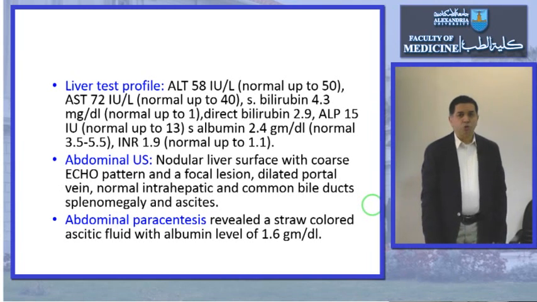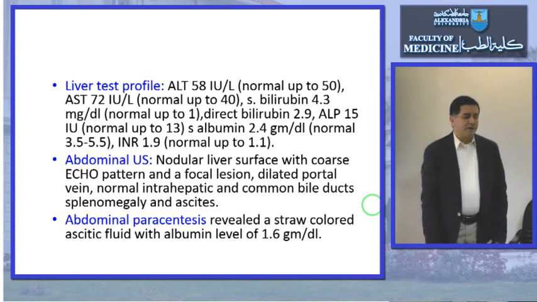Serum albumin 2.4 gram per deciliter. The normal range for albumin is 3.5 to 5.5 gram per deciliter. INR, international normalized ratio, is 1.9. Normally it is up to 1.1. Abdominal ultrasound for this patient revealed nodular liver surface with coarse echo pattern and a focal lesion, dilated portal vein, normal intra and extra hepatic bile ducts, splenomegaly, and ascites.